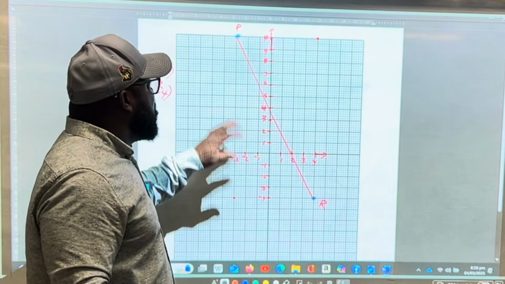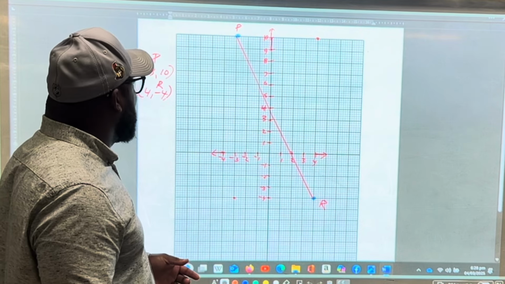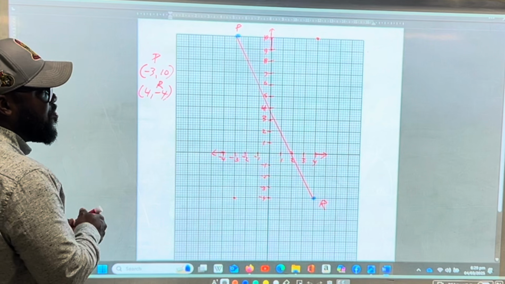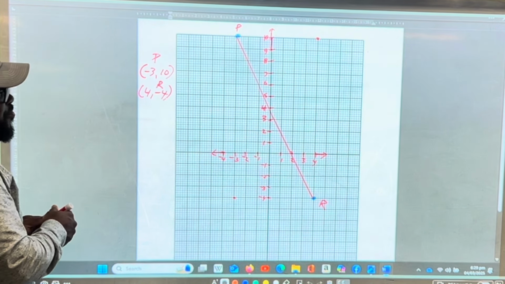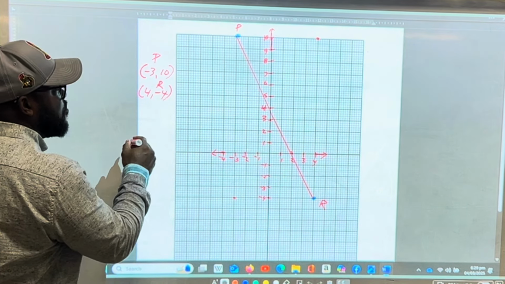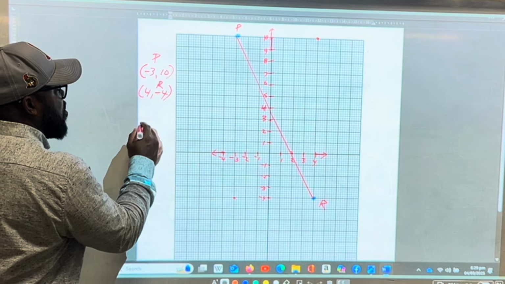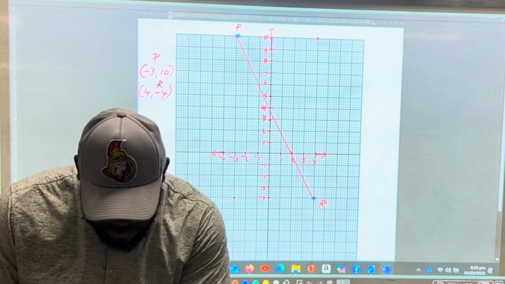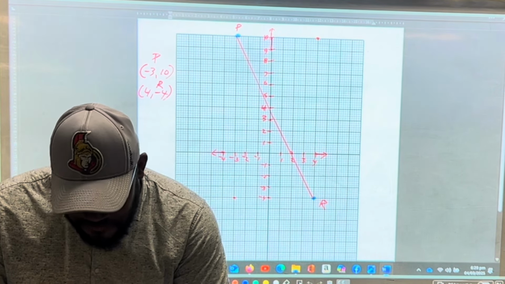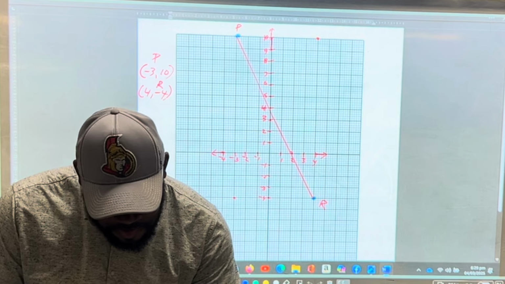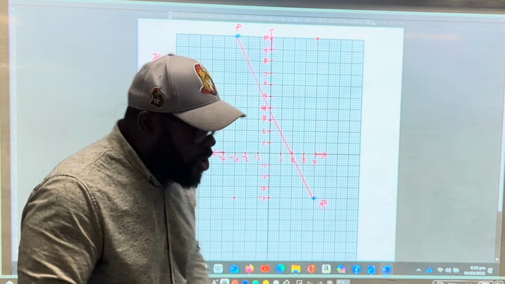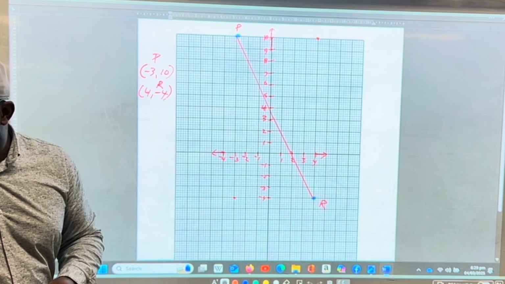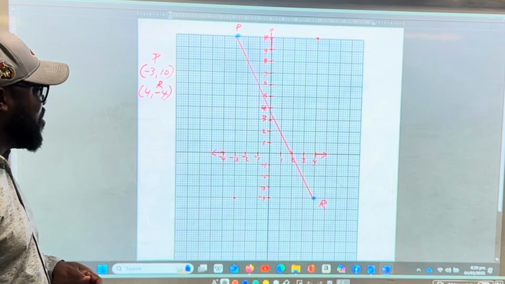Good. Now, the mathematical way is, what's the formula? Everybody, the formula. There's a formula. We need to know the formula. Oh, yes, good. Okay, good.